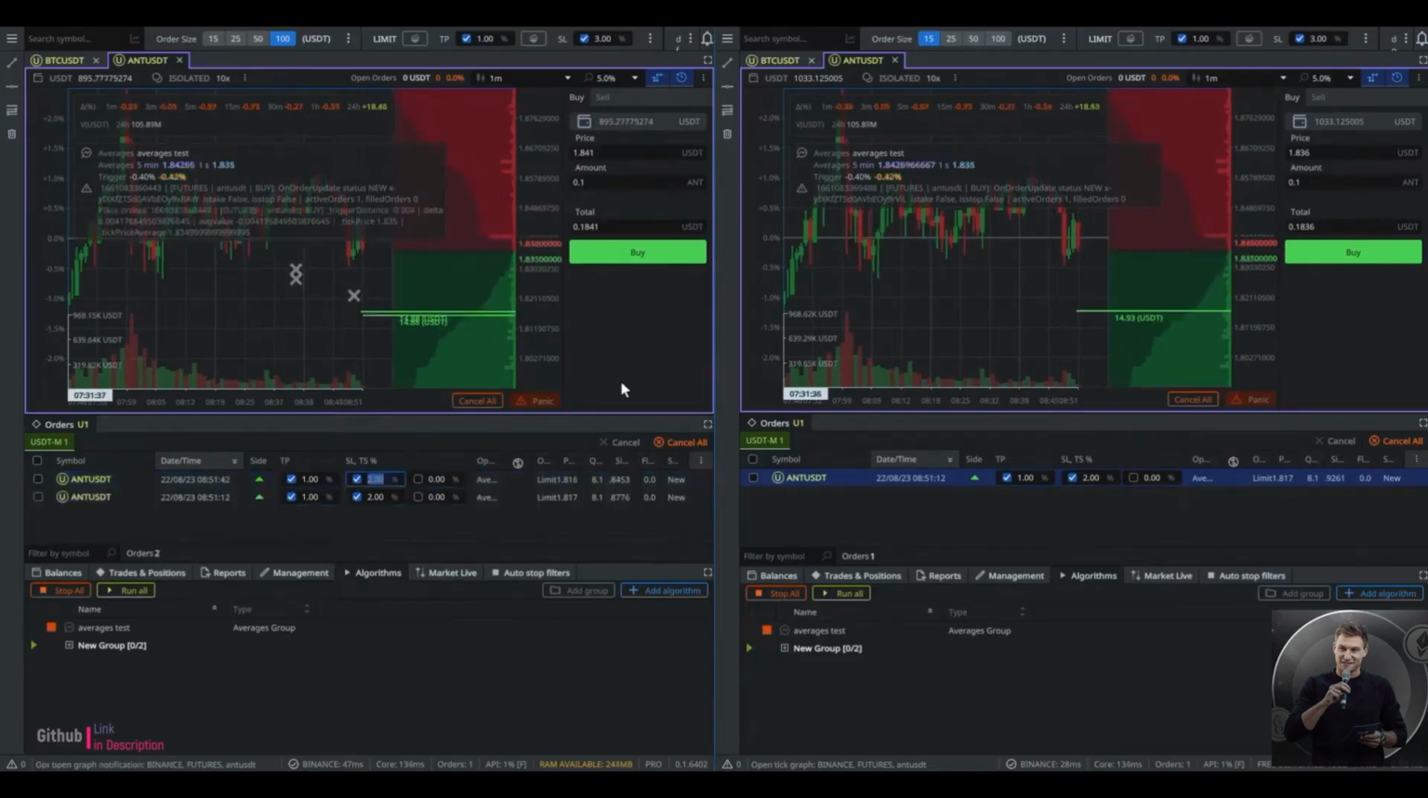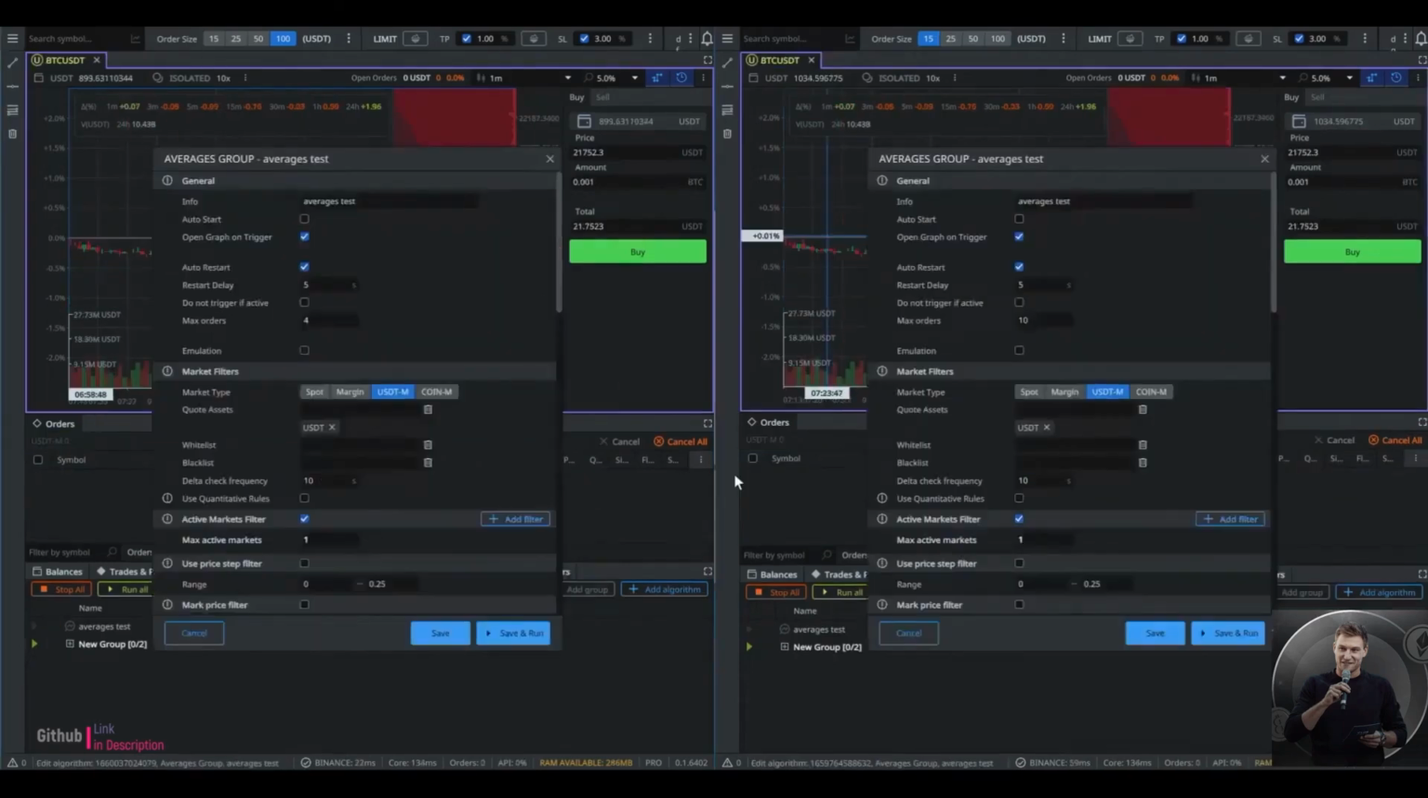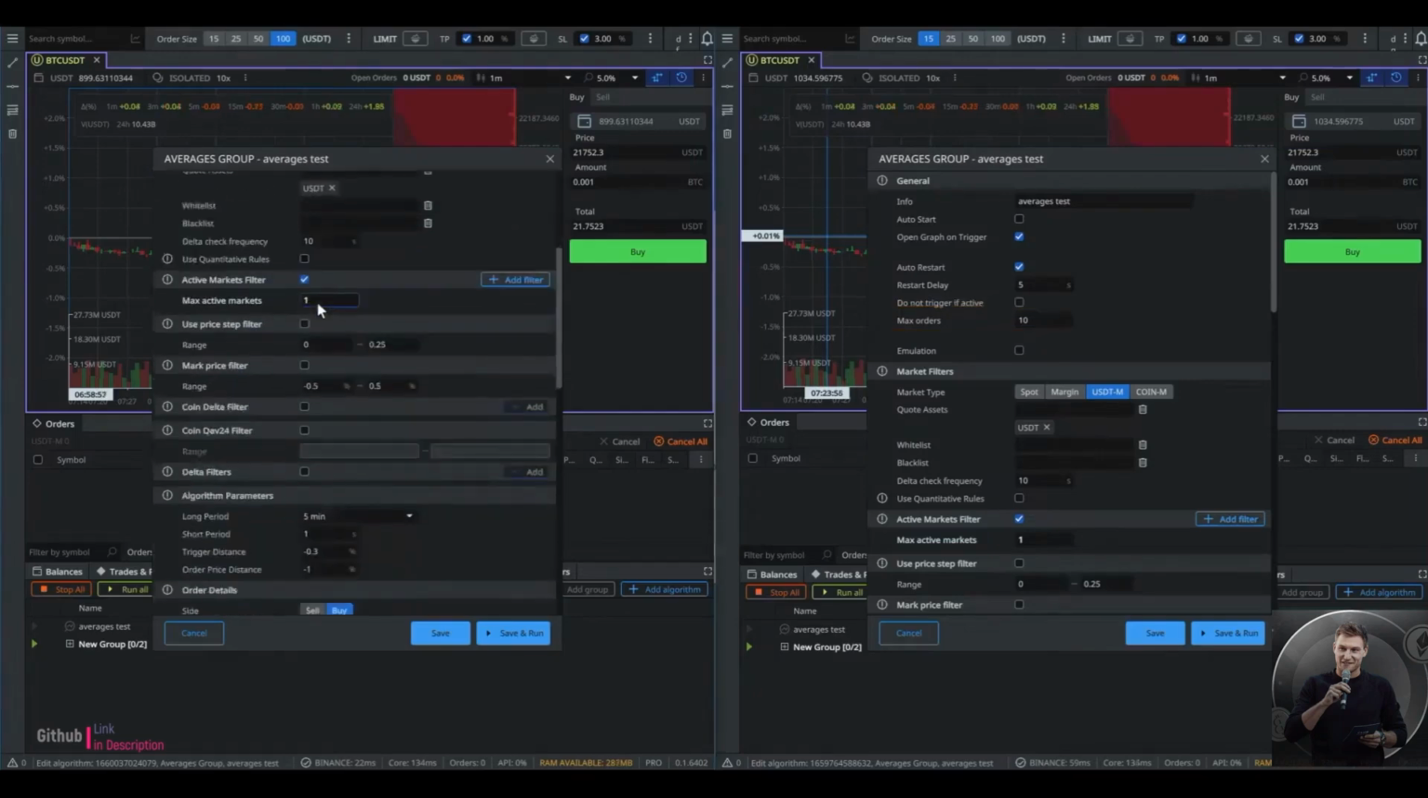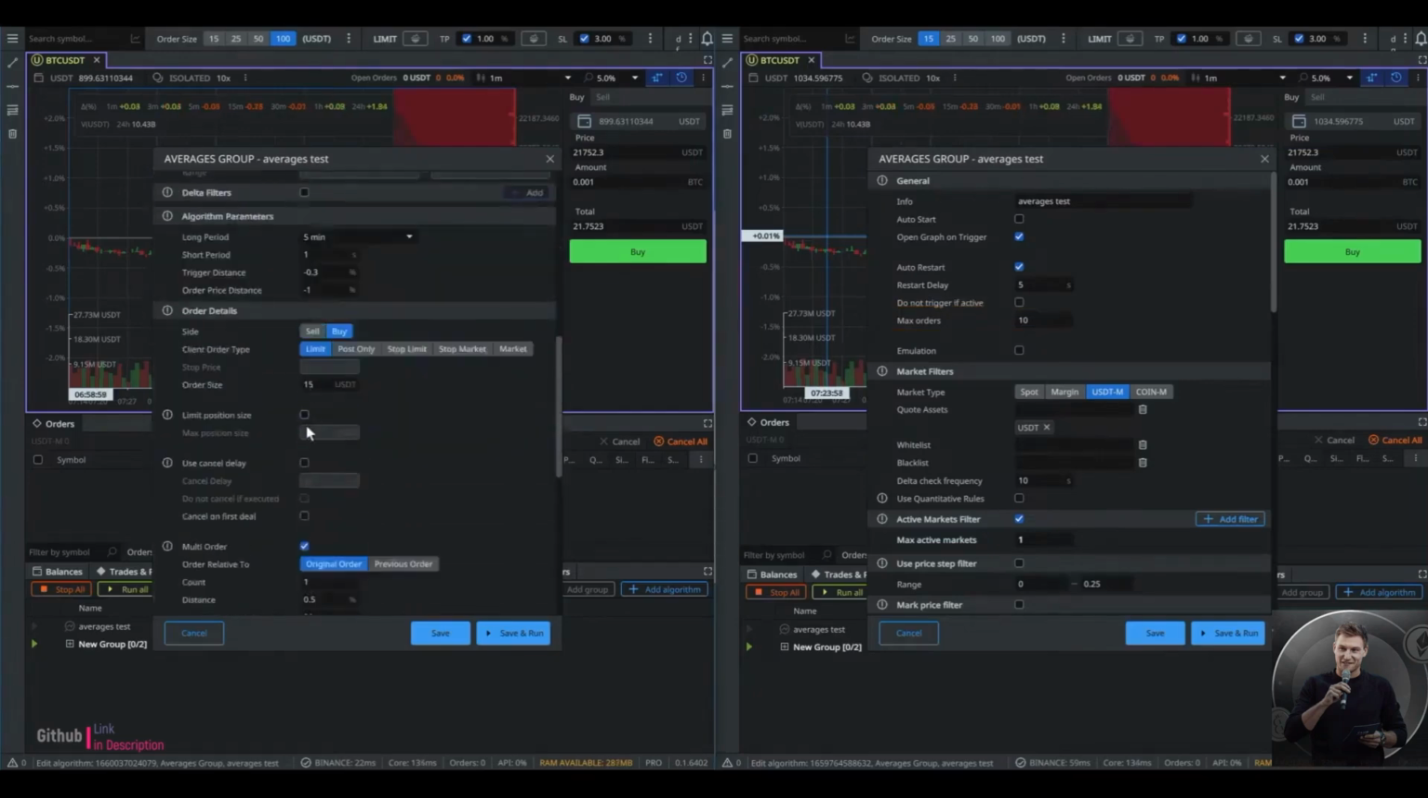Our trigger is executed. On the left we have another order, and on the right there is no order since "do not trigger effective" is enabled. Max orders limits the number of orders on the market for a particular algorithm. It should be used in cases where you have disabled "do not trigger effective", "limit position size", or when using a multi-order.